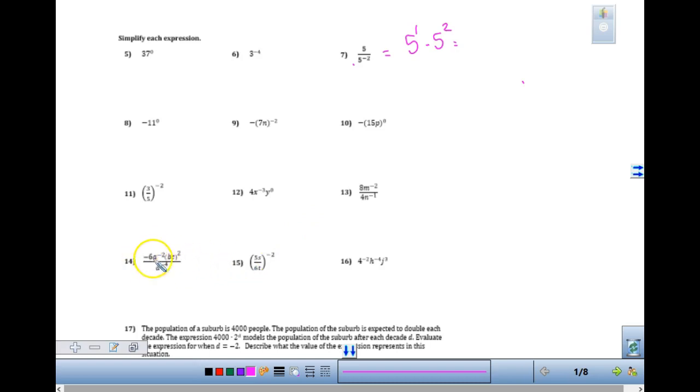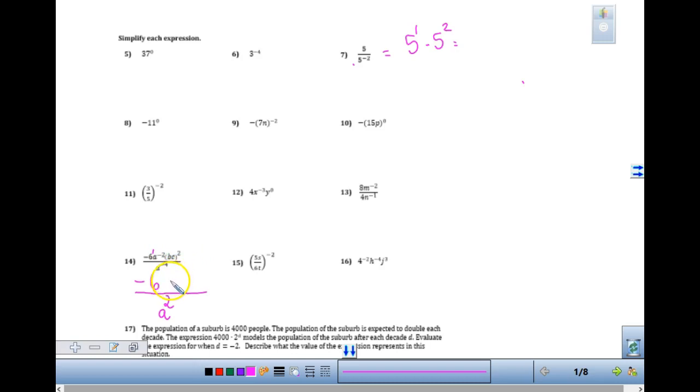So, as I look at the negative 6, should I move that from the numerator to the denominator? Is it a negative exponent? This is like a 1, so that negative 6 stays in the numerator. So now I'm looking at the A. If I was looking at the A, Micah, what should I do? So now I'm going to write it down here, and it's going to be A to the 2nd, okay?